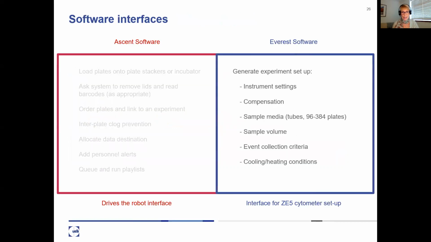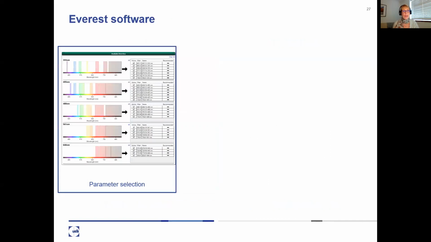So looking now at the Everest software, which is the ZE5 interface, this is where we generate the instrument settings and compensation. We select our media, be that tubes or plates. We can designate the sample volume, event collection criteria, and cooling and heating conditions of the media within the instrument. And so just going through that, we first of all select the parameters that we want to look at.